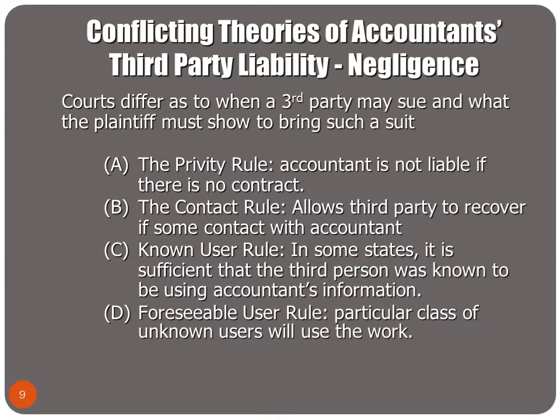Next, we'll look at the foreseeable user rule. The accountant may foresee that a particular class of unknown parties will rely on her work. For example, when the accountant prepares a financial statement knowing that the client is going to use it to borrow money from some bank or finance company, the accountant foresees a class of lenders.